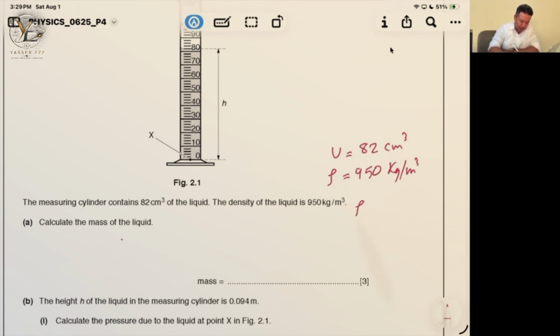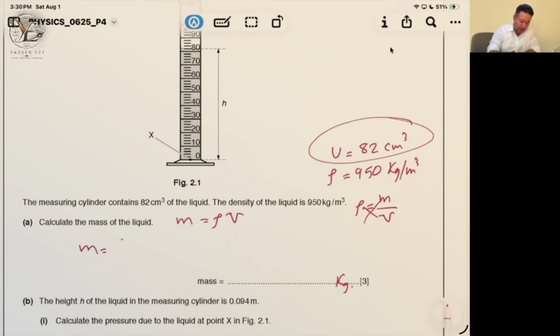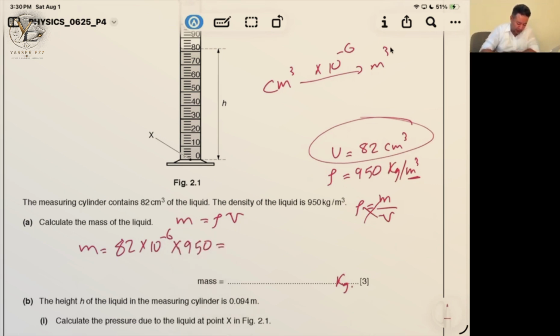Calculate the mass. Density equals mass over volume. Rearranging the equation, making the mass the subject, mass equals density times volume. So the mass must be in kilograms, so we need to convert the volume from centimeter cube to meter cube. In order to convert it, we are going to multiply it by 10 to the power of negative 6. So 82 times 10 to the power of negative 6 multiplied by 950 will give us the mass in kilogram.